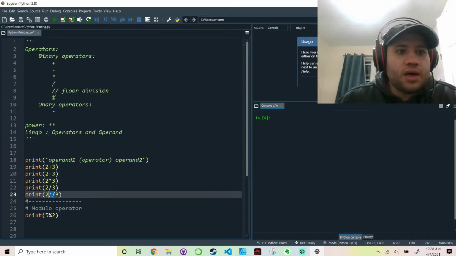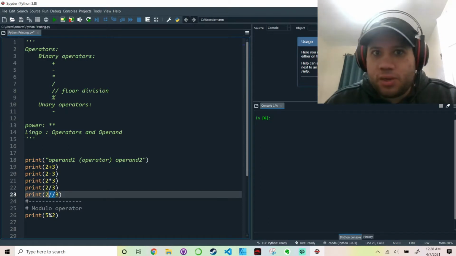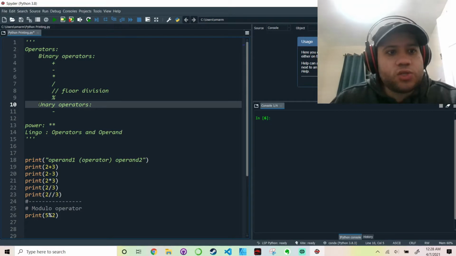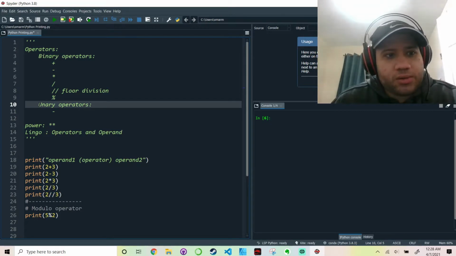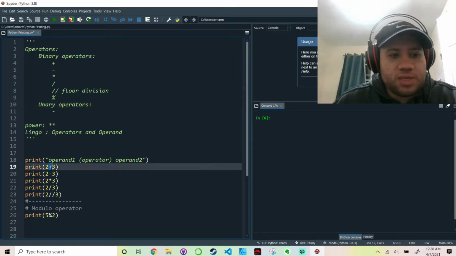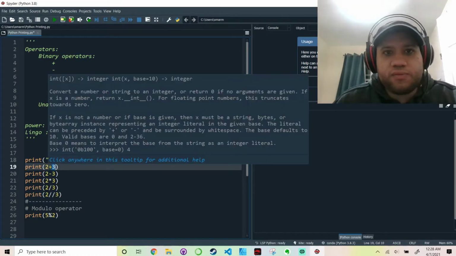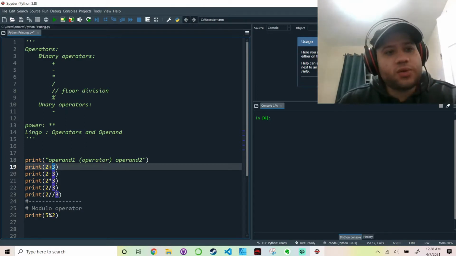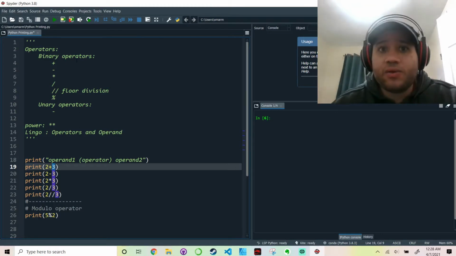So, there are two types of operators: binary operators and unary operators. A binary operator is an operator that has two operands. So the plus has 2 before it and then 3 after it. In case you didn't know, this is an operand. The 2 here is called an operand and 3 is called an operand. So a binary operator has 2 operands and the unary only has 1.